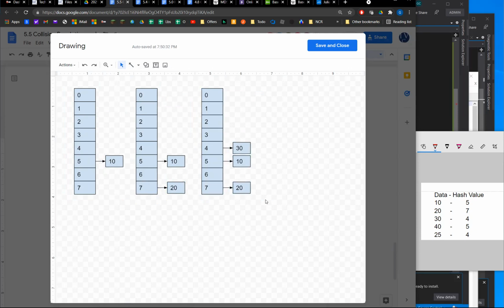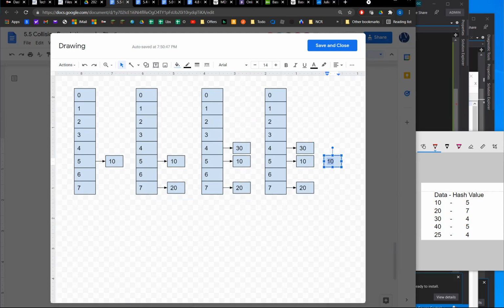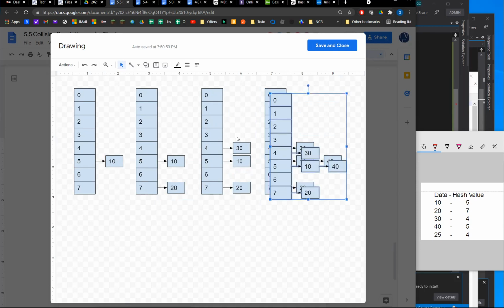All right, 40 is going to come along and we'll have our first collision. 40 goes to index 5. That list already has a data point, so we're going to go ahead and insert it in sorted order. So 40 comes after 10. And then we're good to go. Let's see if I can get this down here.